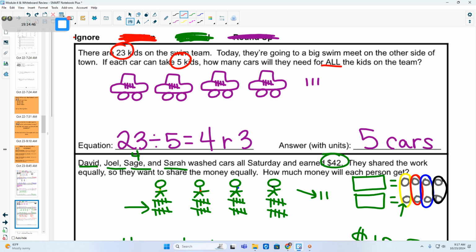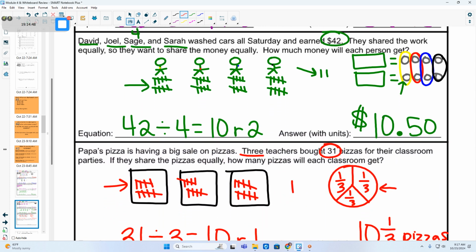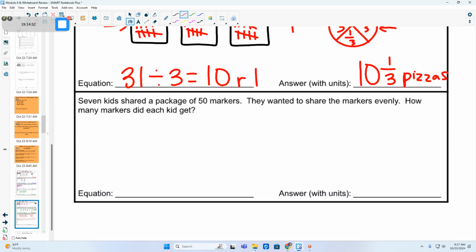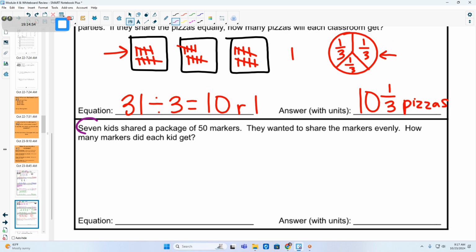Okay, so this last one, we'll probably ignore the remainder. Let's read it and see if it makes sense. All right, 7 kids shared a package of 50 markers. They wanted to share the markers evenly. How many markers did each kid get? All right, 50 divided by 7. You could think, what times 7 gets us really close to 50? 7 times 7 is 49. So we need one more to get us up to 50.